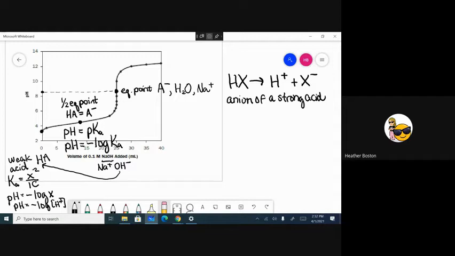So let's list them. Our six strong acids are hydrochloric acid, hydrobromic acid, hydroiodic acid, nitric acid, perchloric acid, and sometimes chloric acid. These are considered neutral. Which one did I leave off?